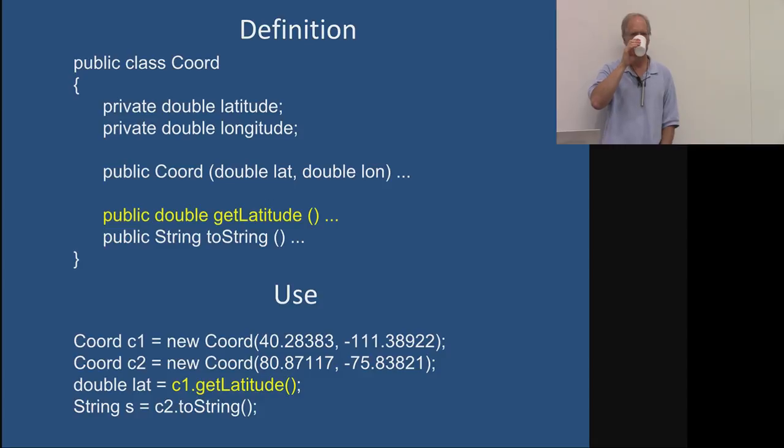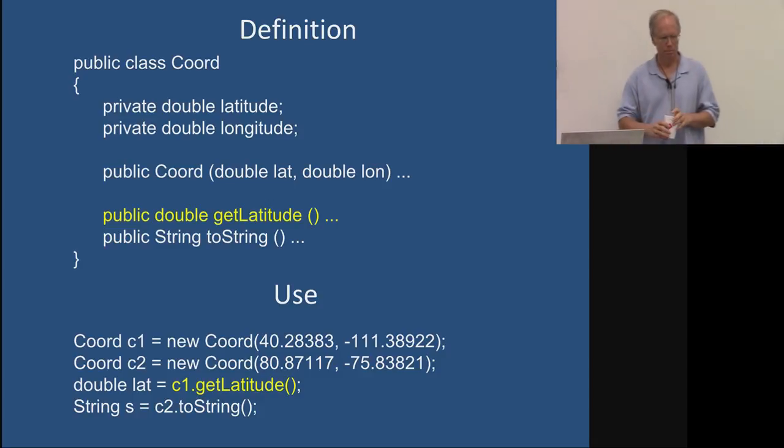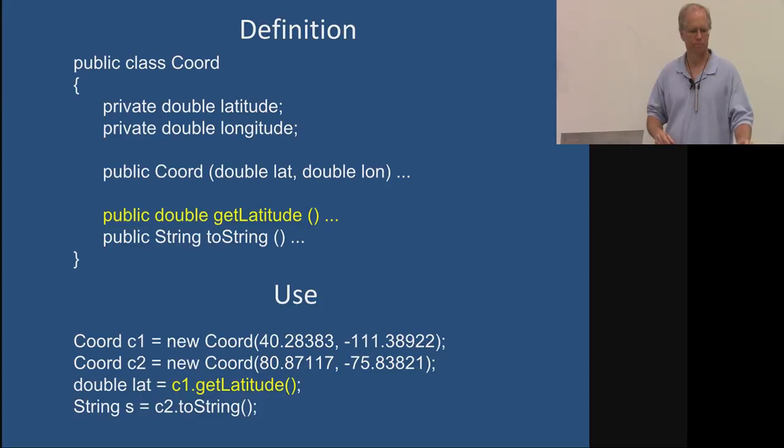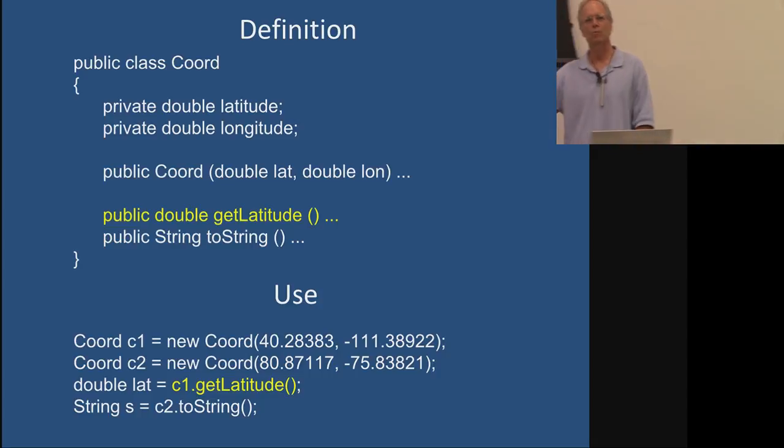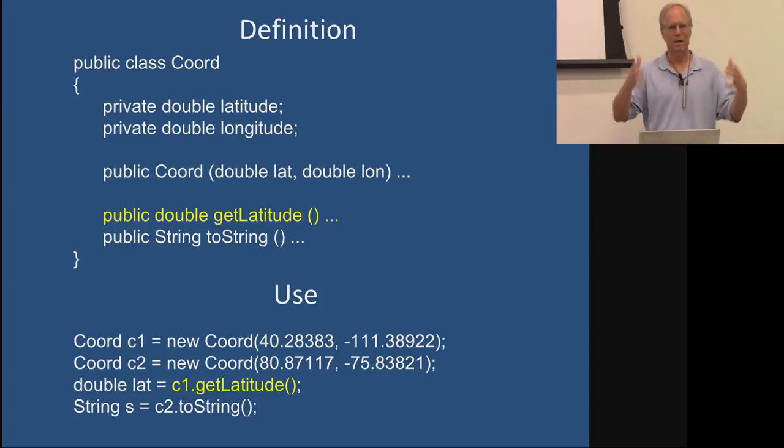Yeah? If you're calling a non-static method, does there have to be an implicit parameter? Yes. When you call a non-static method, you're always invoking it on an object, and that object you're invoking it on is the implicit parameter.